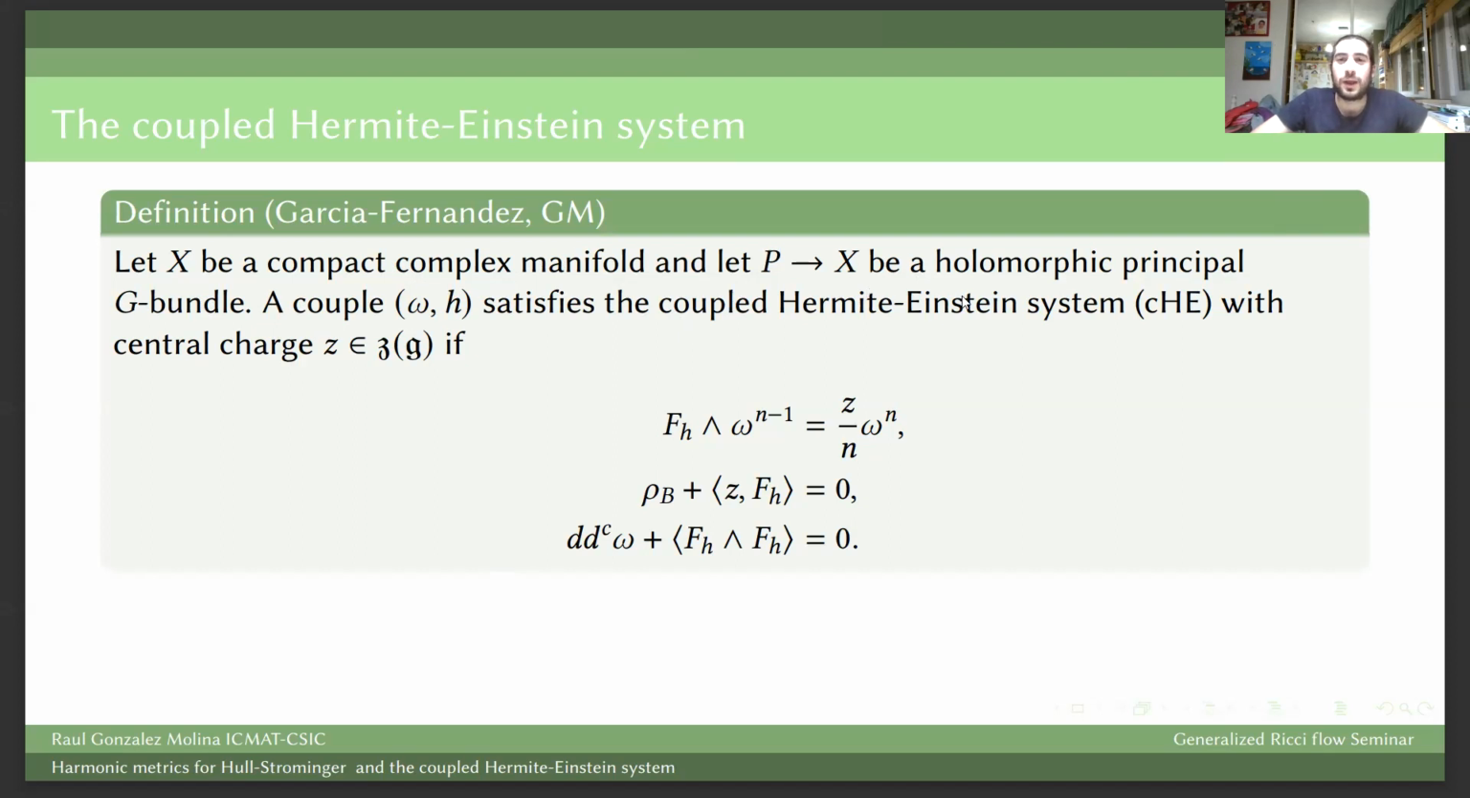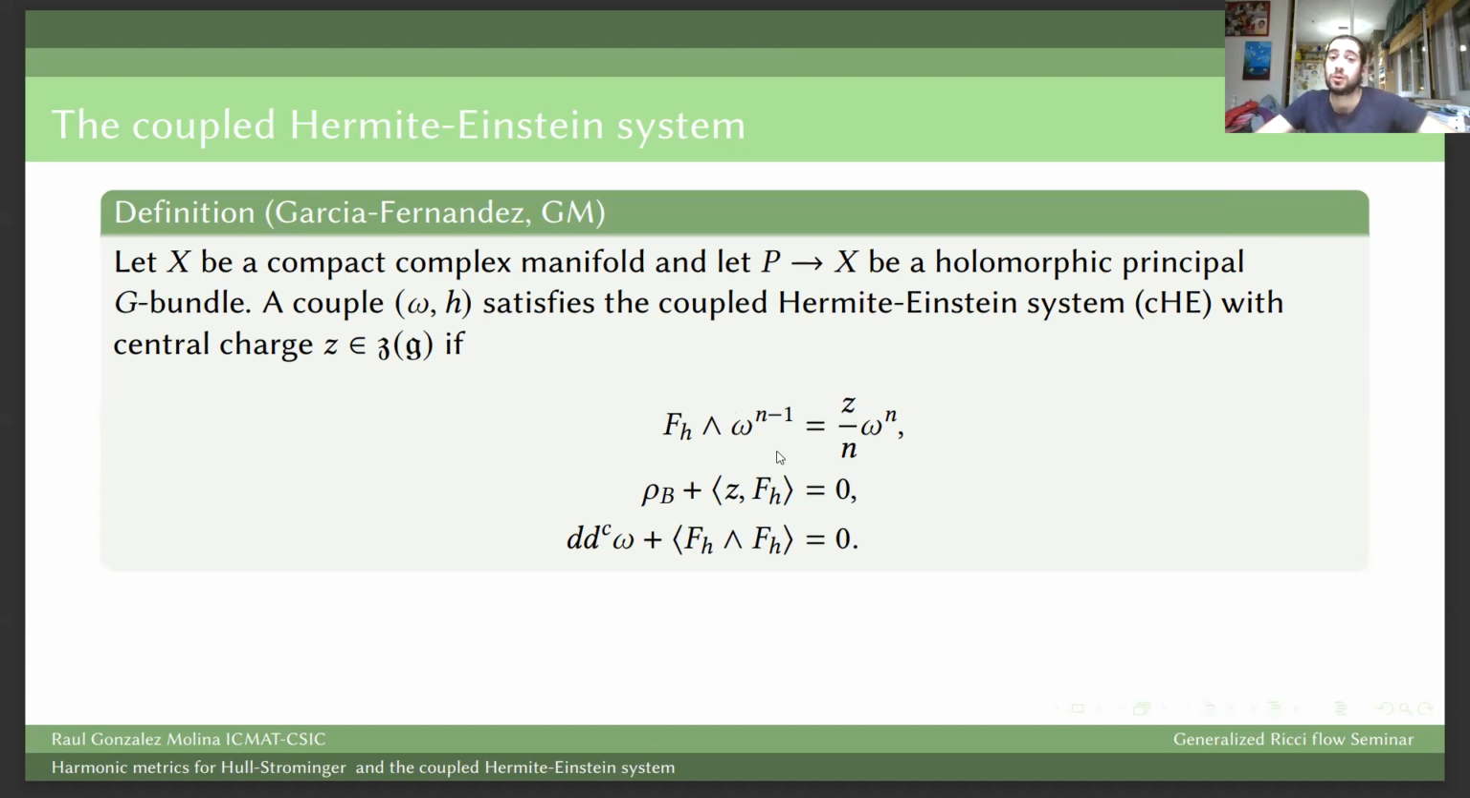And I am giving also a holomorphic principal bundle. Then I say a couple given by a Hermitian metric on the manifold and a Hermitian metric on the bundle satisfies the coupled Hermite-Einstein system with some data, with some central charge that lives in the center of the Lie algebra, if the following happens. The first equation is just a weak Hermite-Einstein condition. It is weak because this metric does not define in principle anything. It is not a Kähler metric, it is not a balanced metric, it is not anything.